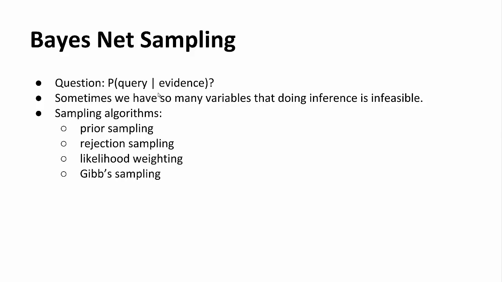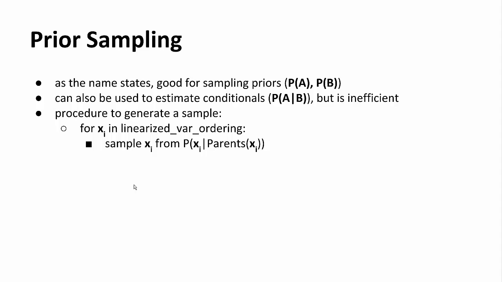All right, in class we covered a couple of algorithms for sampling: prior sampling, rejection sampling, likelihood weighting, and Gibbs sampling. This is a lot of material to cover, and it's pretty heavy material, so I'm going to try to go over examples of all of these, and hopefully that'll make it more clear. Let's get started. We'll start with prior sampling.